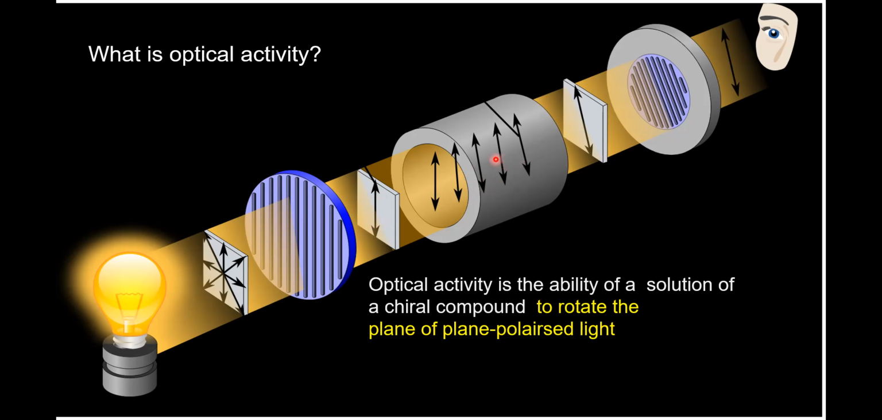If the compound rotates the plane of plane polarized light towards right, then it is called a dextro-rotatory compound and designated with small d or plus. However, if it rotates the plane of plane polarized light towards left, it is called a levo-rotatory compound and designated with small l or minus.